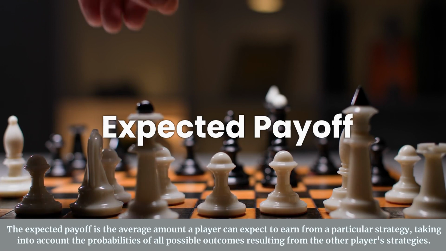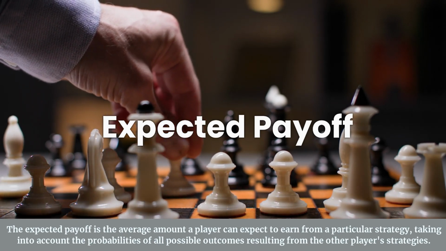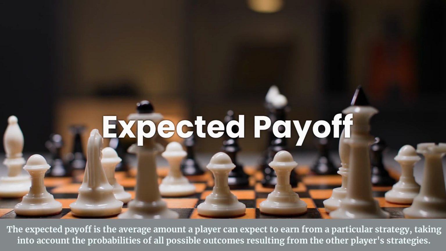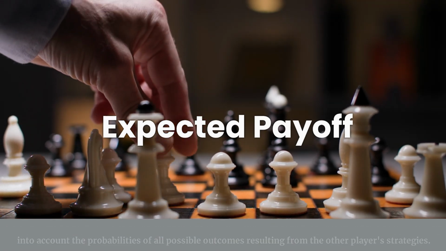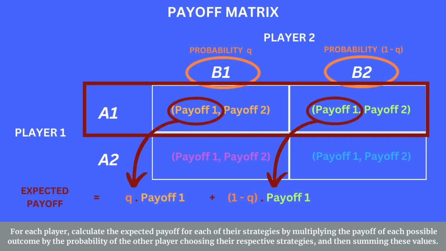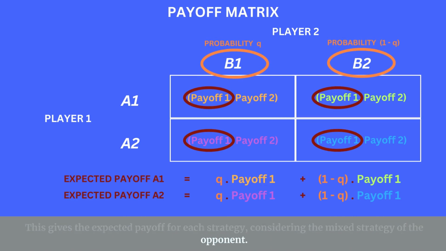The expected payoff is the average amount a player can expect to earn from a particular strategy, taking into account the probabilities of all possible outcomes resulting from the other player's strategies. For each player, calculate the expected payoff for each of their strategies by multiplying the payoff of each possible outcome by the probability of the other player choosing their respective strategies, and then summing these values. This gives the expected payoff for each strategy, considering the mixed strategy of the opponent.